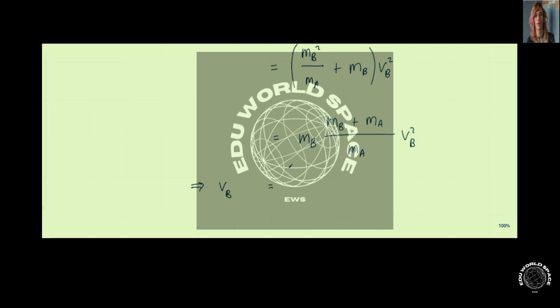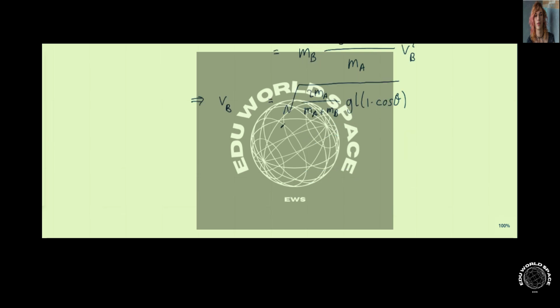This is the velocity of the block as it passes underneath the cart, and v_B is equal to the square root of 2 times m_A over m_A plus m_B multiplied by g L times (1 minus cos theta).